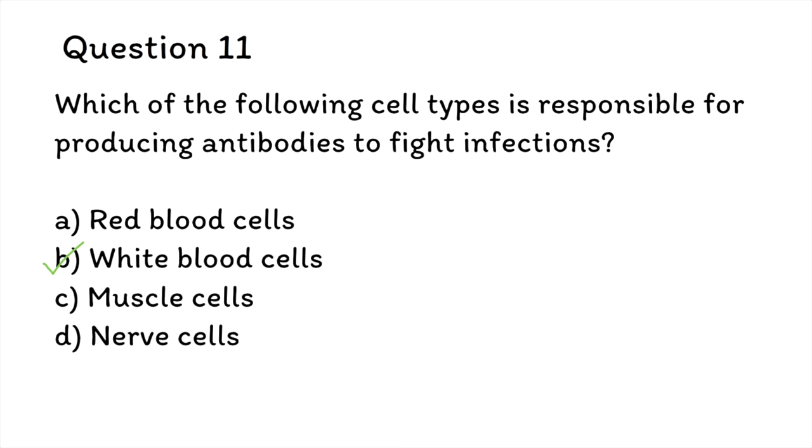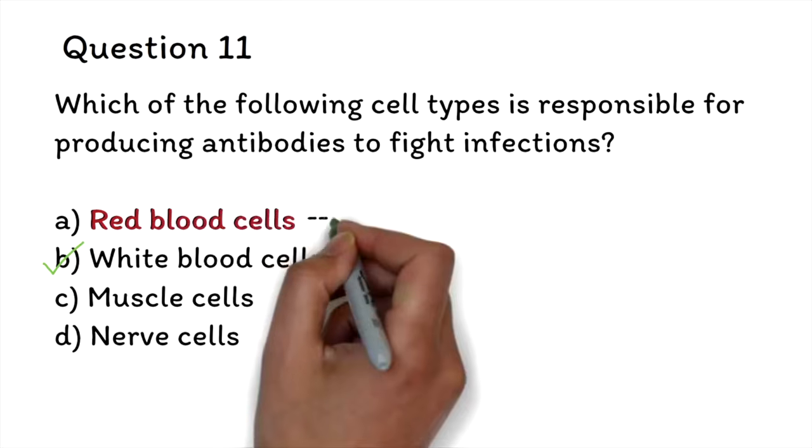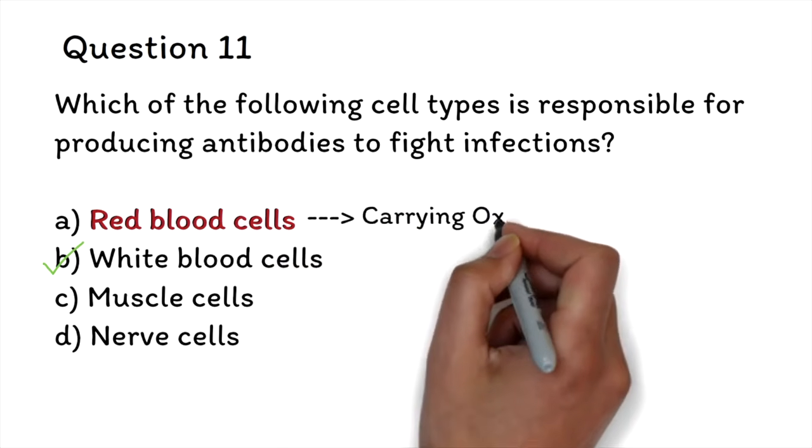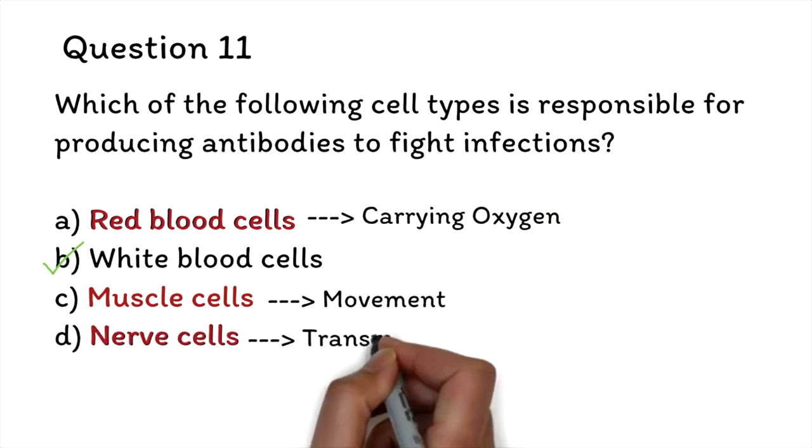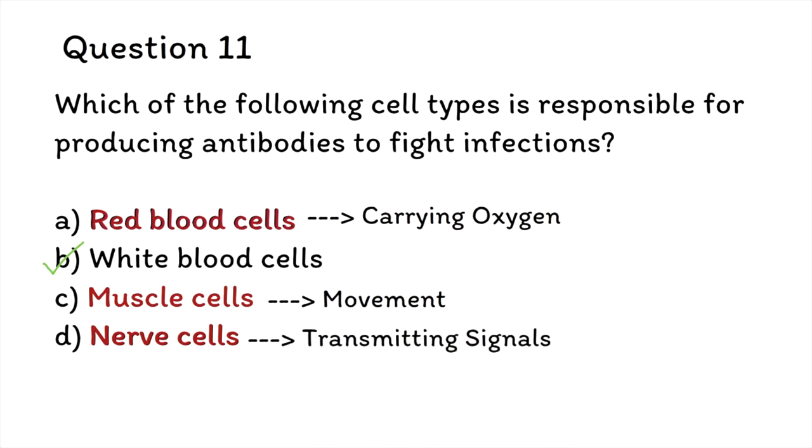Antibodies are proteins that recognize and bind to foreign substances, such as viruses or bacteria, and mark them for destruction by other cells of the immune system. Red blood cells, A, do not have a nucleus and are not involved in immune responses. They are responsible for carrying oxygen from the lungs to the body's tissues. Muscle cells, C, are specialized cells that are involved in movement and do not have a role in producing antibodies. Nerve cells, D, are specialized cells that are involved in transmitting signals throughout the body and do not have a role in producing antibodies.